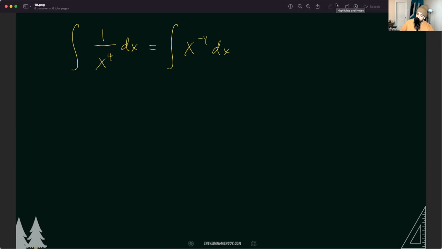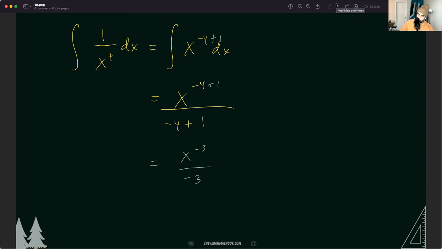And from here, we're just going to continue implementing the power rule. We're going to add 1 to the power. Or actually, let me rewrite that. x to the -4 plus 1 over -4 plus 1. Okay, so we have x to the -3rd over -3.